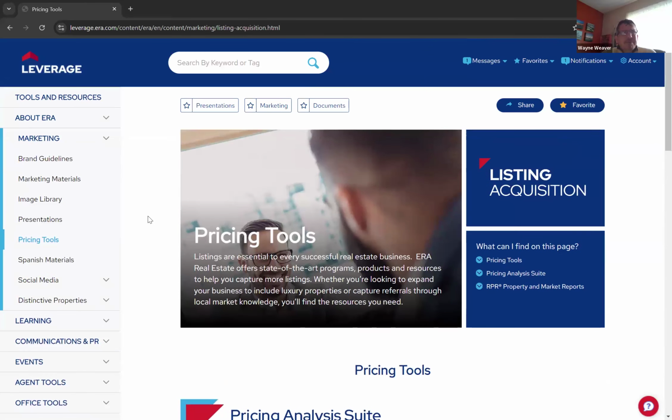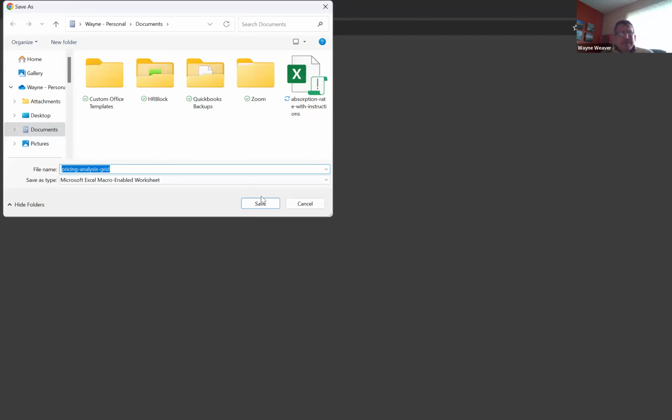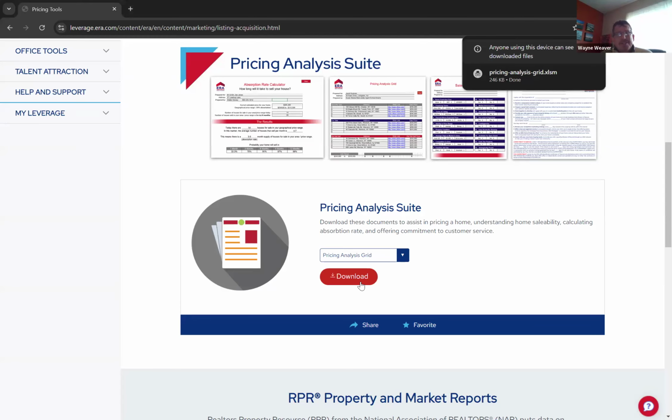I know a few people joined us a little late. To get to these, as a quick reminder, in Leverage, under marketing, go to pricing tools. Now let's hit this down arrow. We'll talk about the commitment to service last. Let's go to the pricing analysis grid. Same idea, we're talking price. Let's pull this one up.